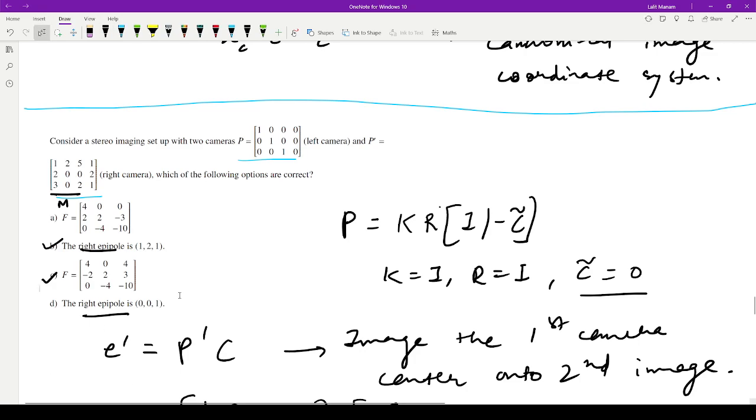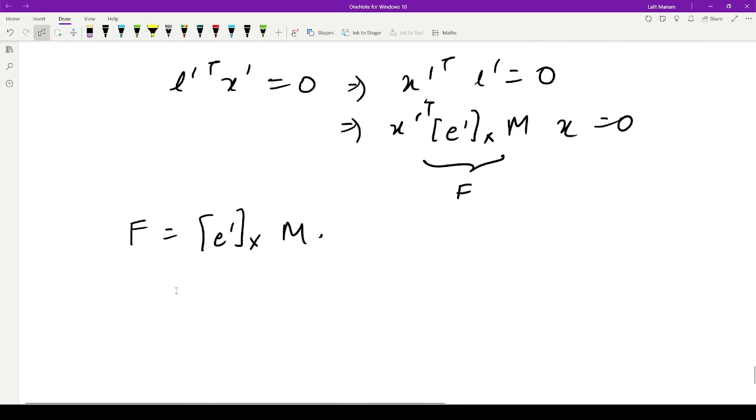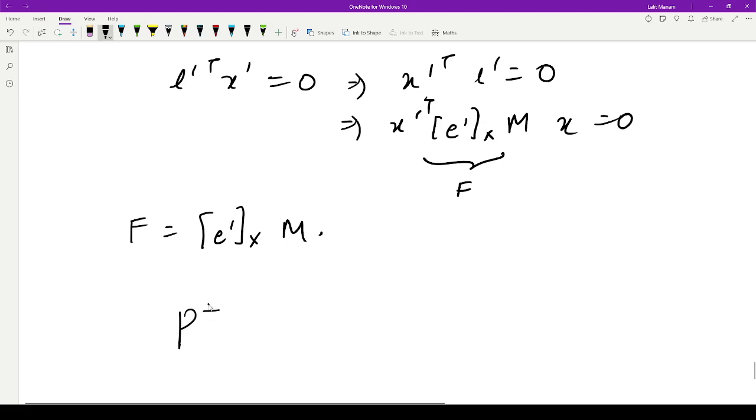Oh, P, the pseudo inverse. Okay, P pseudo inverse. It is not plus, it is the symbol used by Christians. I forgot the name. So what P pseudo inverse does is, if you have something of this kind, it should give you an identity matrix, 4 cross 3. So it should give you some sort of identity matrix.